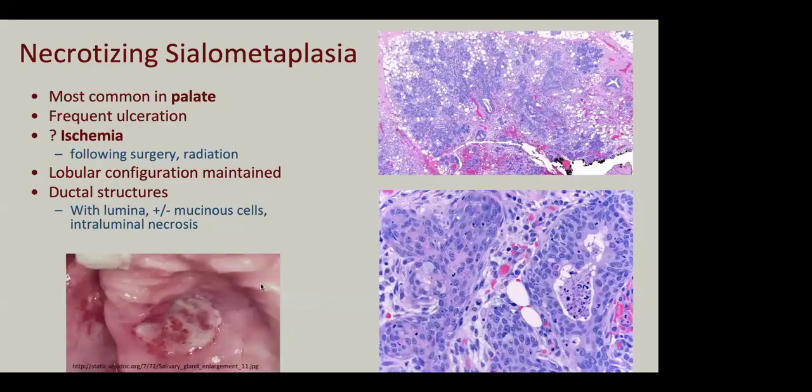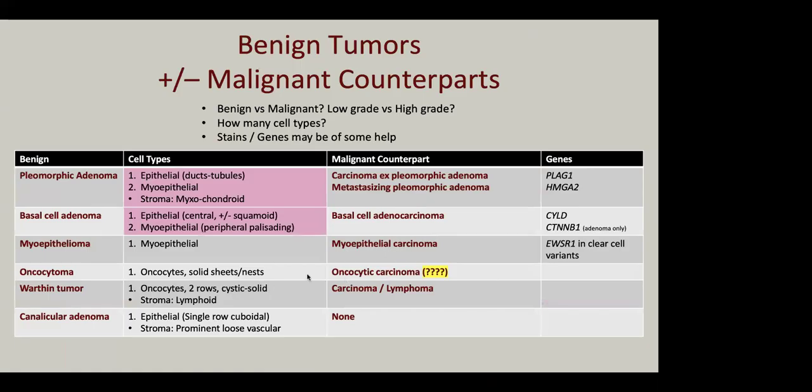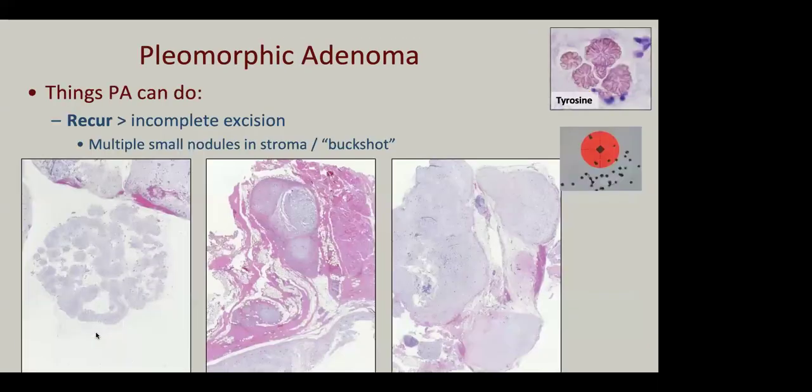Oncocytoma does exist. But there's a controversy about whether oncocytic carcinoma truly exists. It's probably just an oncocytic variant of some other salivary neoplasm like mucoep. Warthin tumor and canalicular adenoma certainly are out there.